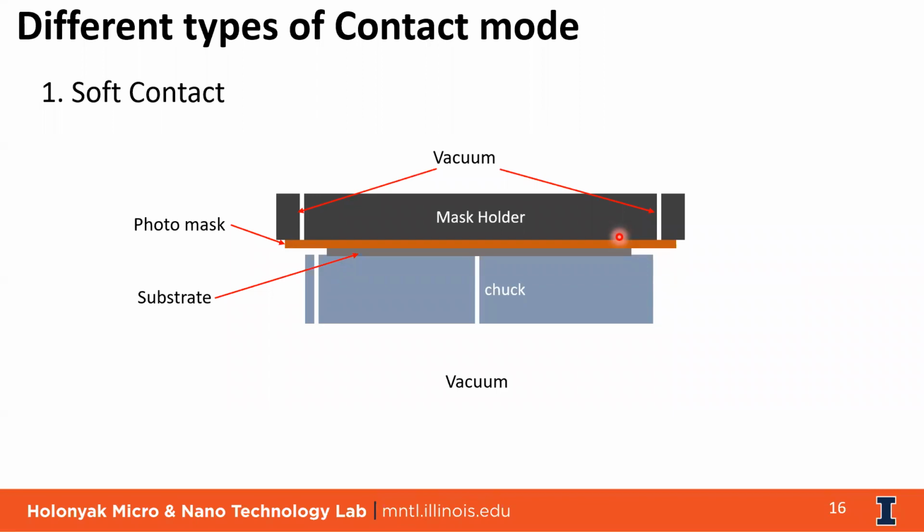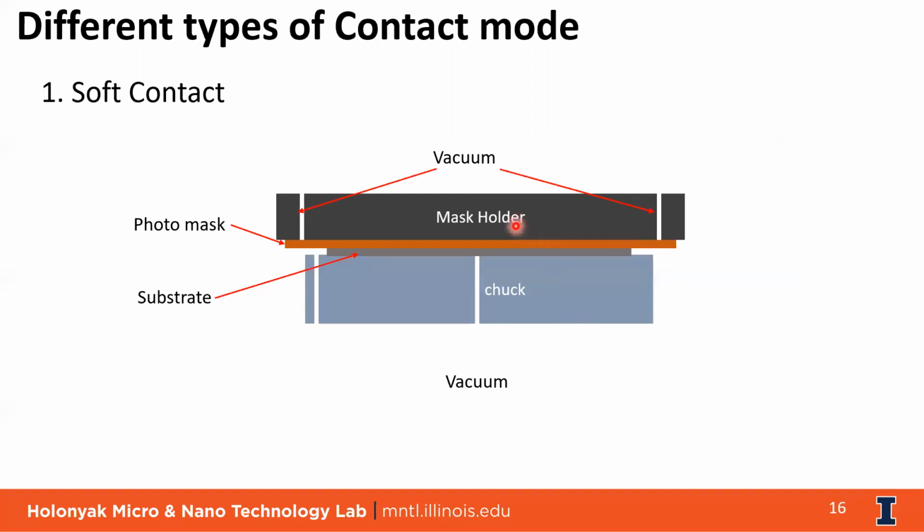The next stage, whether you're using the EVG or MJB3 mask aligner, is that you'll have different contact modes. You can choose any of these contact modes based on your critical dimension and the application. Here I'll explain the different contact modes. Let's start with soft contact.